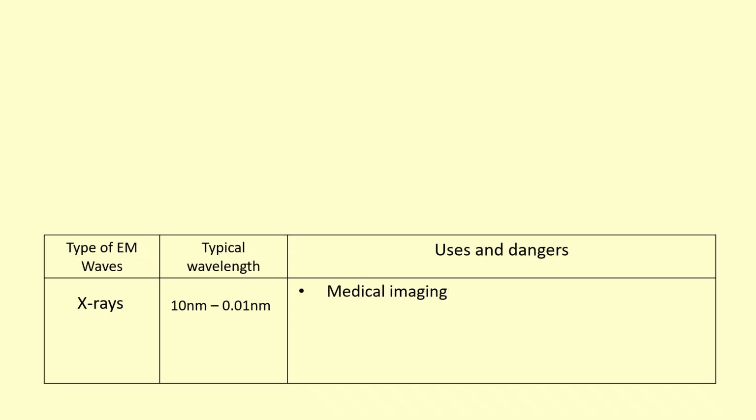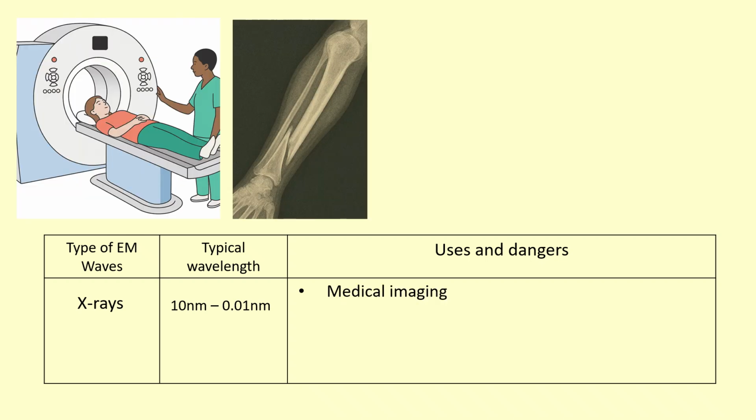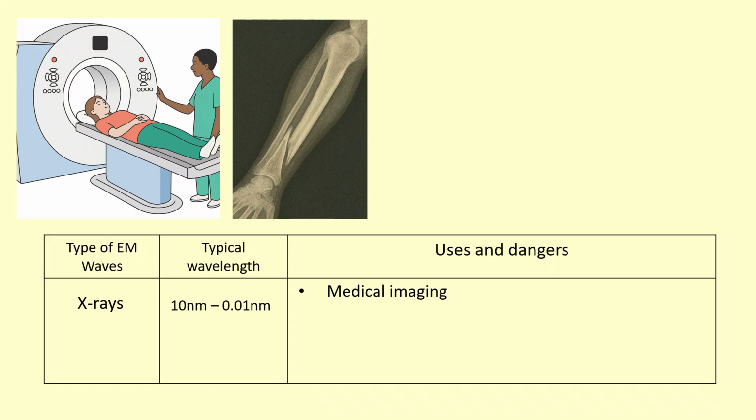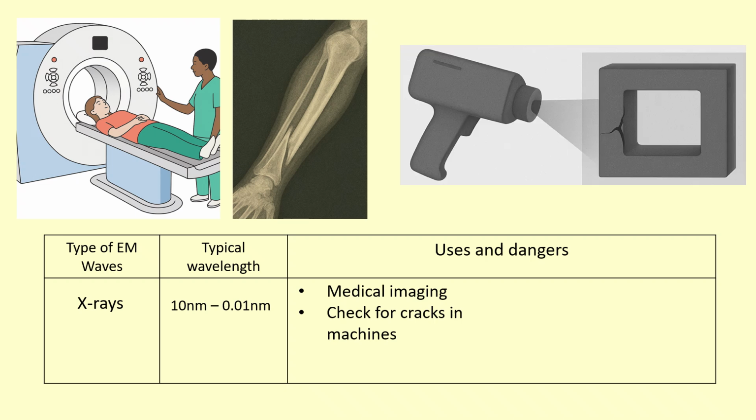Now, X-rays are obviously used for medical imaging. So CT scans and X-rays like this. And that's because they can go through soft tissue, but they get absorbed by bone. So they create a shadow which we can see to find fractures. Also, we use it to check for cracks in machines, not just bones. So if we fire X-rays at a machine which might have a crack in it, it will go through the crack, but the rest of the X-rays might be absorbed by the machine. So we can identify where the crack is.